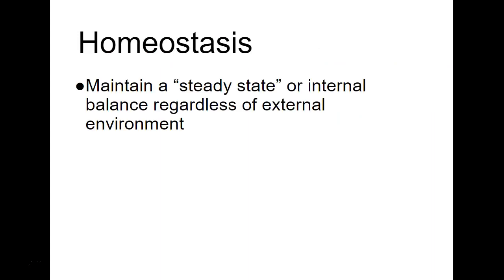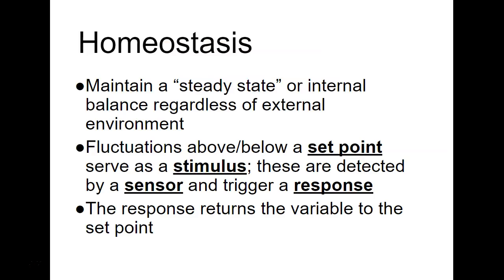So the idea of homeostasis, again, as I mentioned, means to maintain a steady state and an internal balance, regardless of whatever the outside is doing. And there are a couple of vocabulary words that go along with this. So that magical homeostasis point is called a set point. For our temperature, for example, it's 98.6. For our pH, our blood pH is about 7.4, for example. Our glucose concentration range should be about 70 to 100 milligrams.